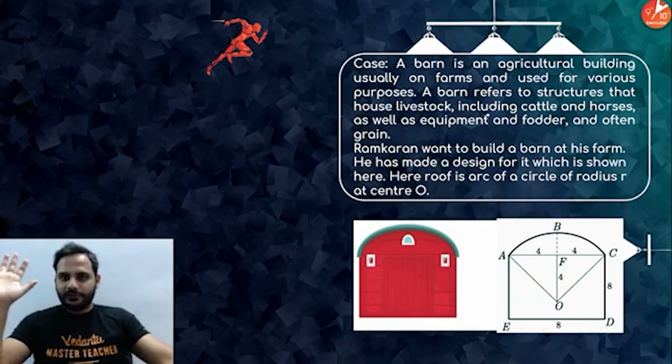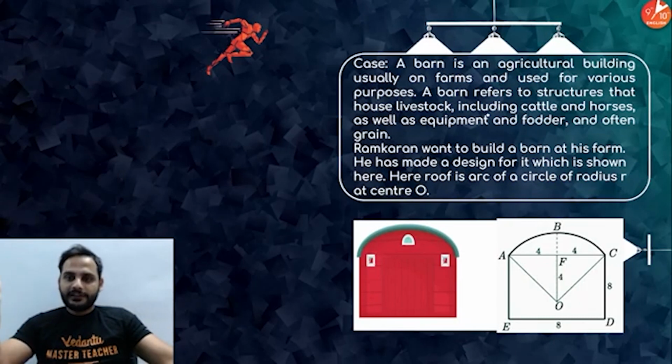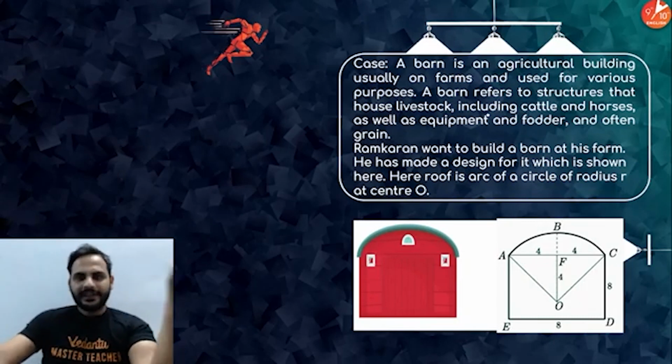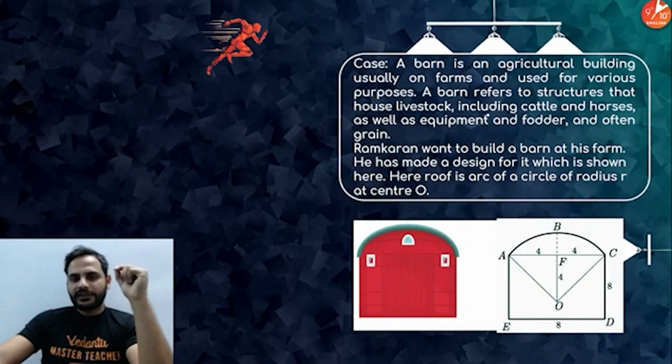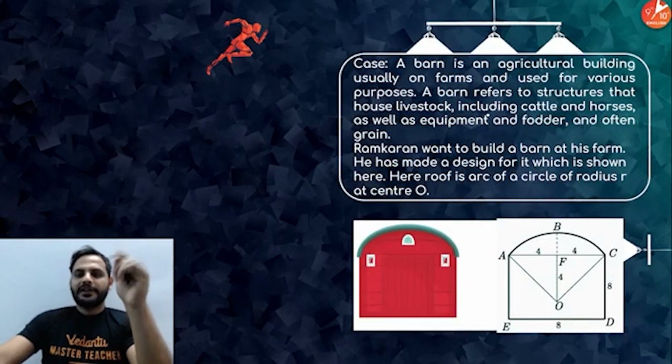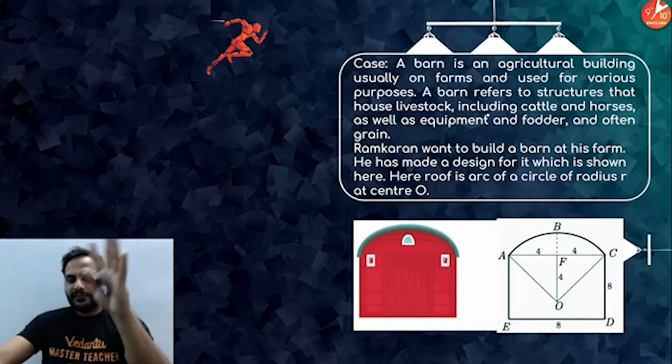ठीक है, case study based question, what it is saying. Let's see. A barn is an agricultural building usually on farms and used for various purposes. ठीक है. A barn refers to a structure that houses livestock including cattle, horses as well as equipment. Main thing. Ramgaran wants to build a barn at his farm. ठीक है भाई. He has made the design for it which is shown here. ठीक है. देखो, design is made.